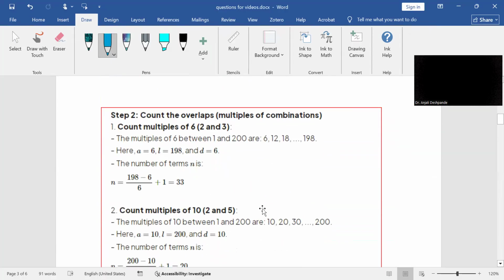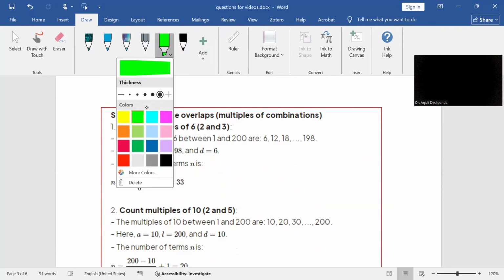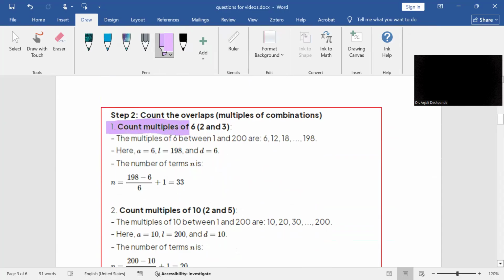Now we are going to count the terms which are multiples of 6, that means 2 and 3. So now we are looking at the combinations. We have 3 numbers: 2, 3, 5. What are the combinations? 2 and 3, then 3 and 5, and then 2 and 5. And lastly, we are going to see all of them together, that means 2, 3, 5 combined. That is also going to be one combination.